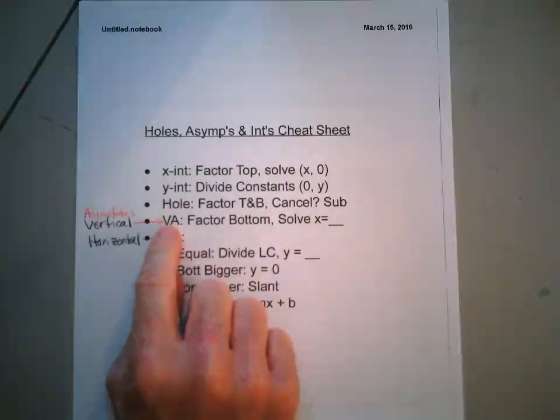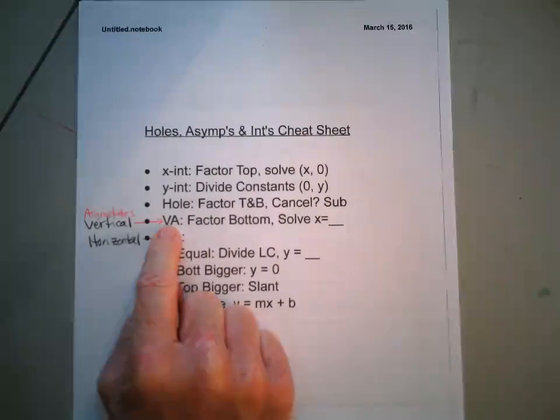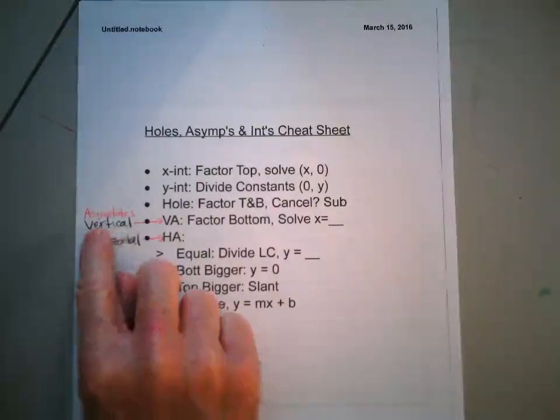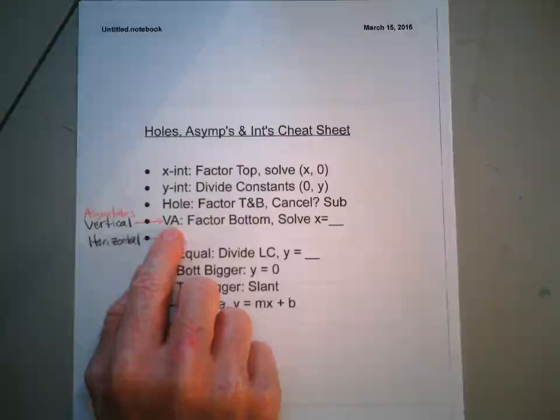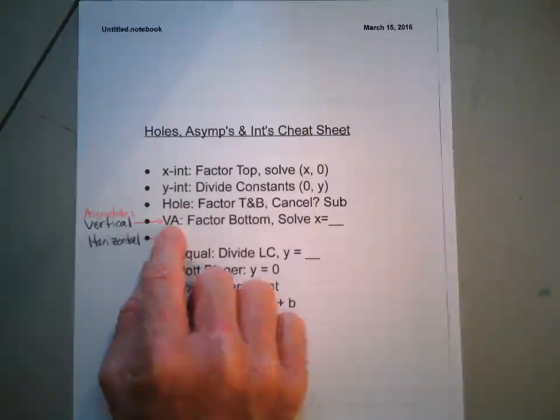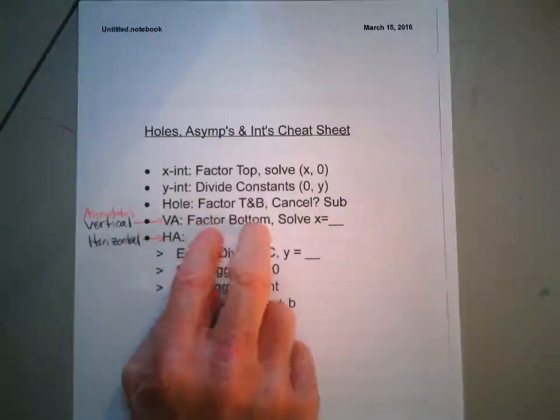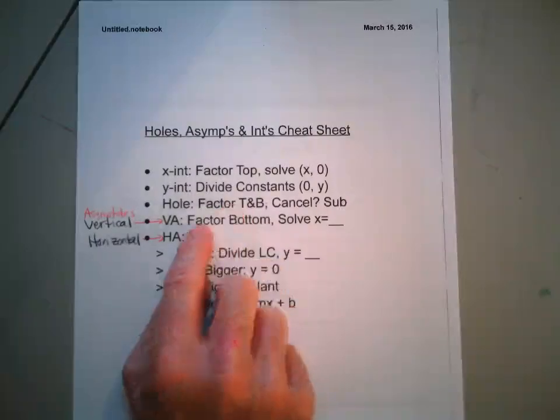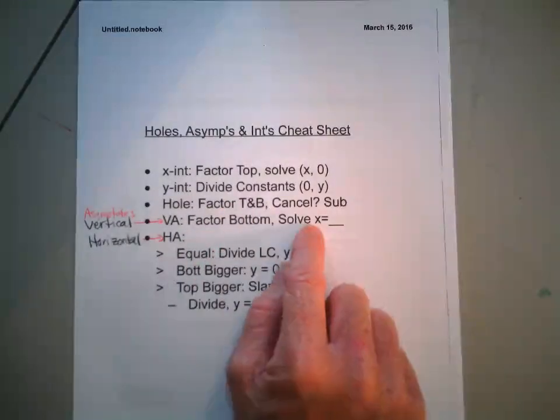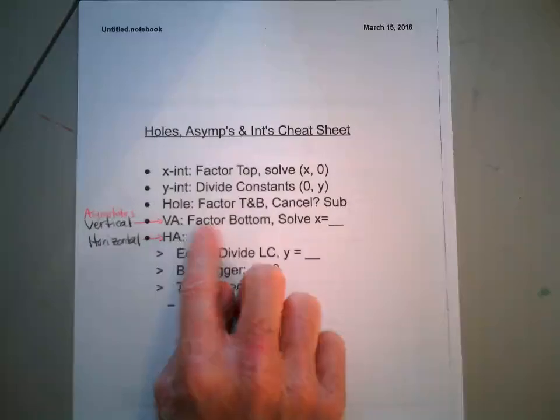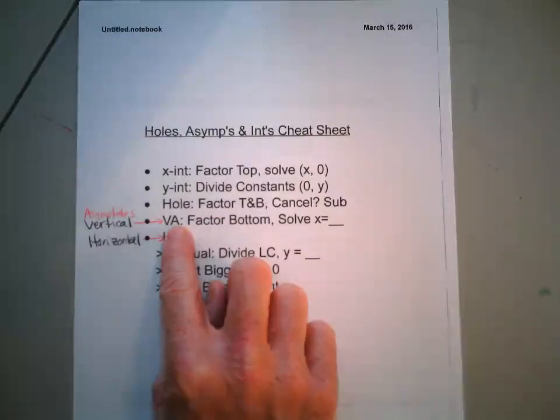The fourth thing that we'll do is work on our vertical asymptote. Okay, so over to the side, I kind of wrote that out, but briefly, VA is going to be vertical asymptote. So after factoring the bottom, which we would have already done, when we solve for x, that's going to be our vertical asymptote.